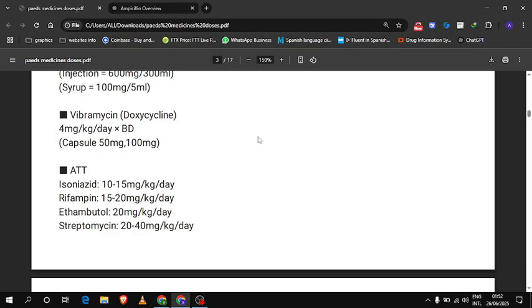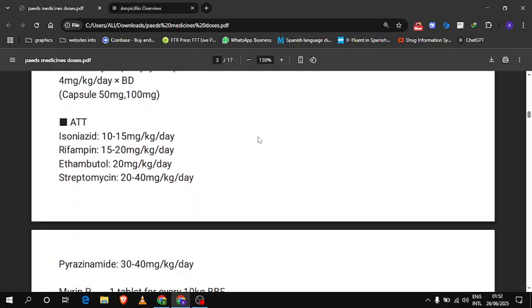The next is ATT, anti-tuberculosis therapy, which has 4 drugs most commonly. The short form is HRZE: isoniazid, rifampin, ethambutol, and pyrazinamide. Streptomycin should not be here. It is given if pyrazinamide is not very effective or patient is allergic to isoniazid or rifampin. Let's check the dose. The easy way to remember the dose is 10, 15, 20, 30. Isoniazid is 10 mg, rifampin 15, ethambutol 20, and pyrazinamide is 30.